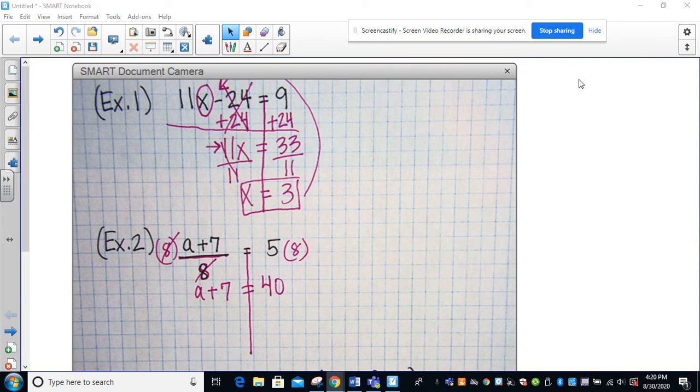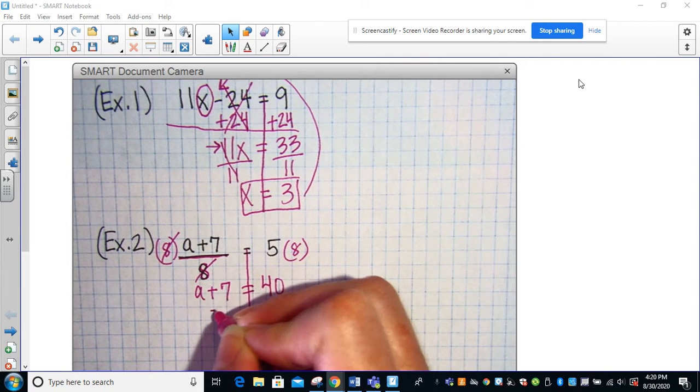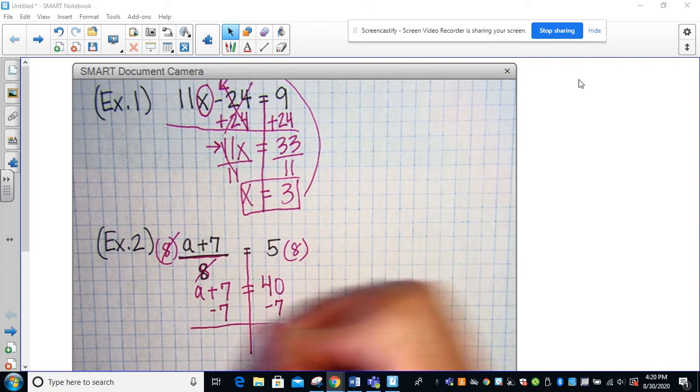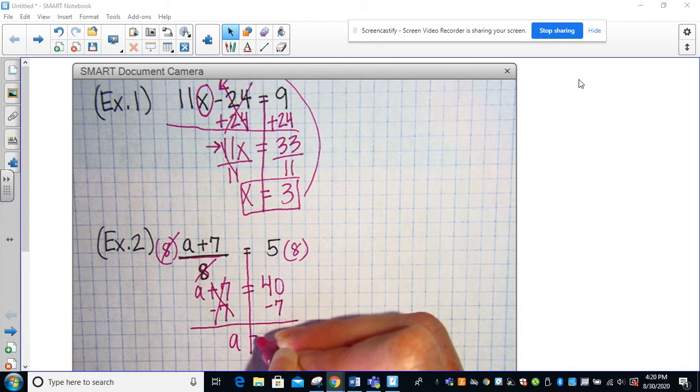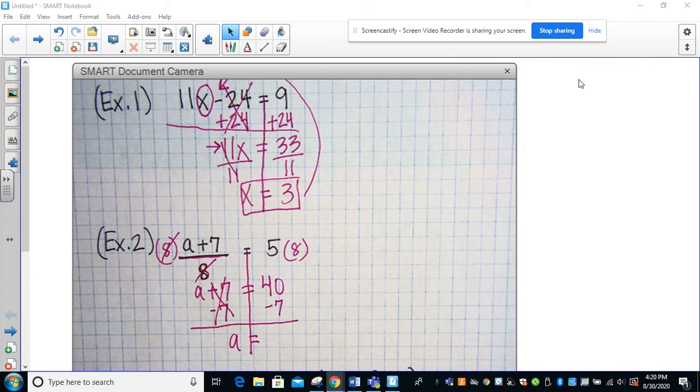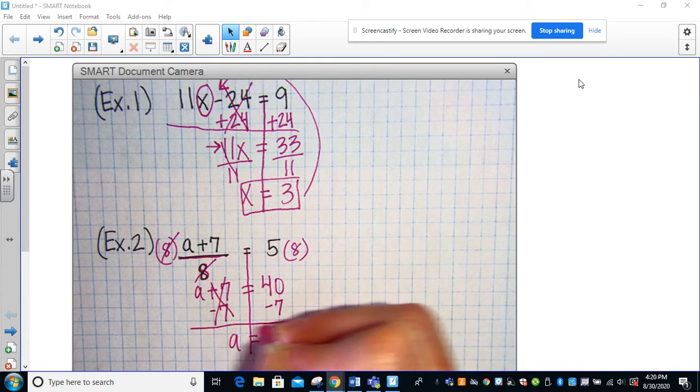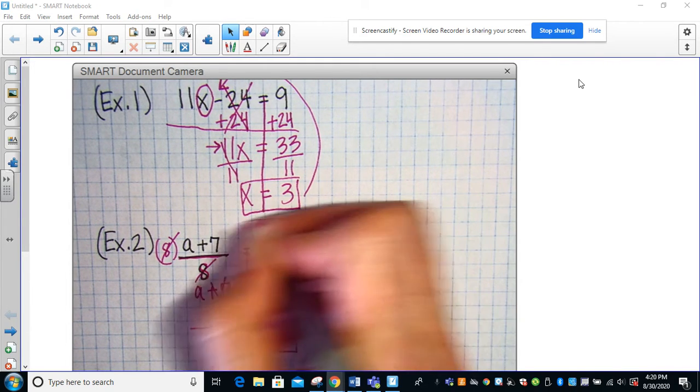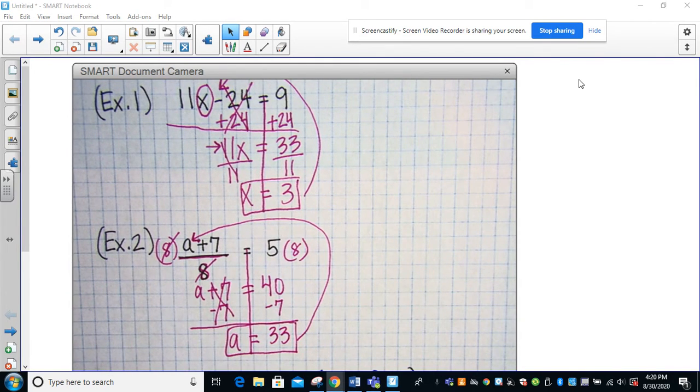Now we can get rid of the 7 because that's all that's left. And the inverse operation of plus 7 is minus 7. So again, we're going to do it to both sides. And then 40 minus 7 is 33. Again, we could go back up here, plug it in. 33 plus 7 divided by 8 should give you 5, and it does.